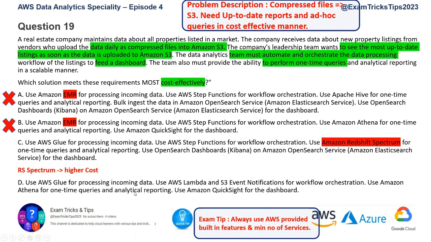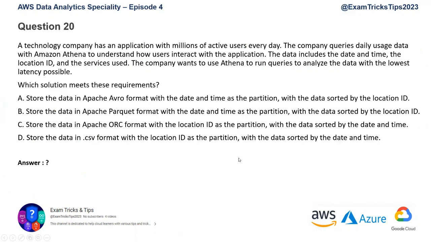Also, QuickSight is pretty economical. Athena is also an economical solution. So based on the cost between C and D, we rule out C and we go with D. That's the final answer: answer D. Let's move on to the next question.